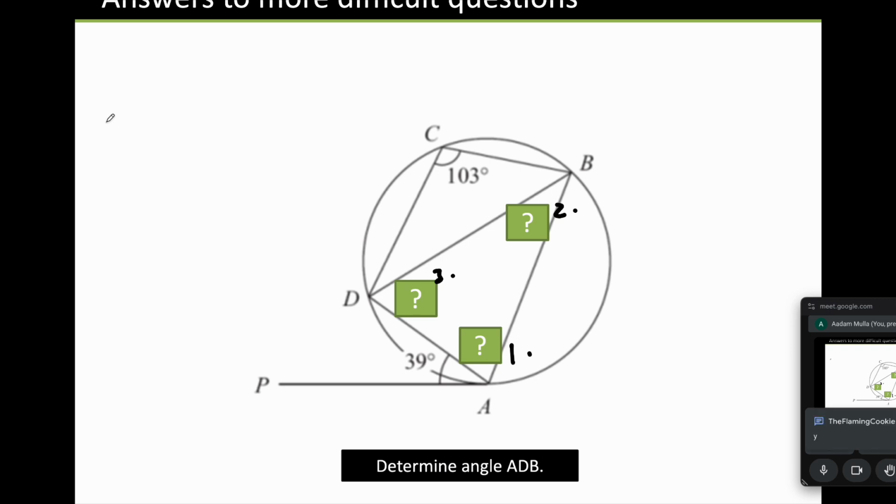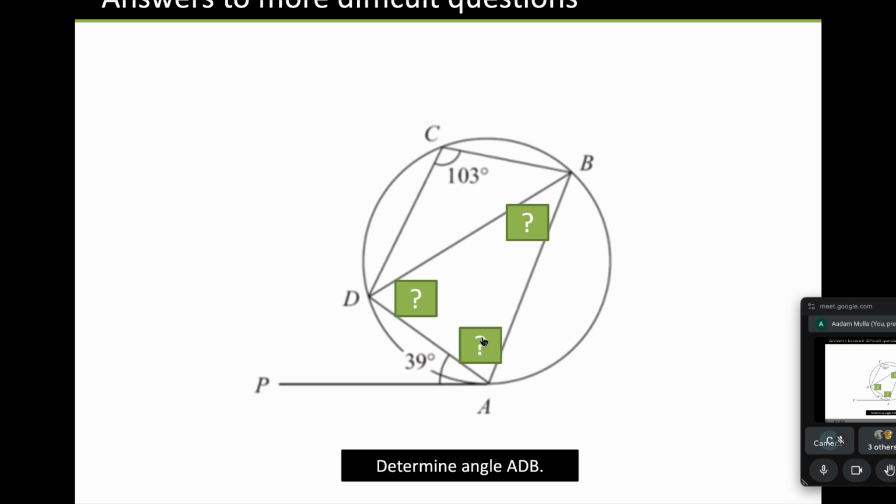Okay, Flaming Cookie first. Give everyone 15 more seconds. Flaming Cookie, just check your answer, maybe add them all up, see if they make 180. But okay, we got everyone that's got it.